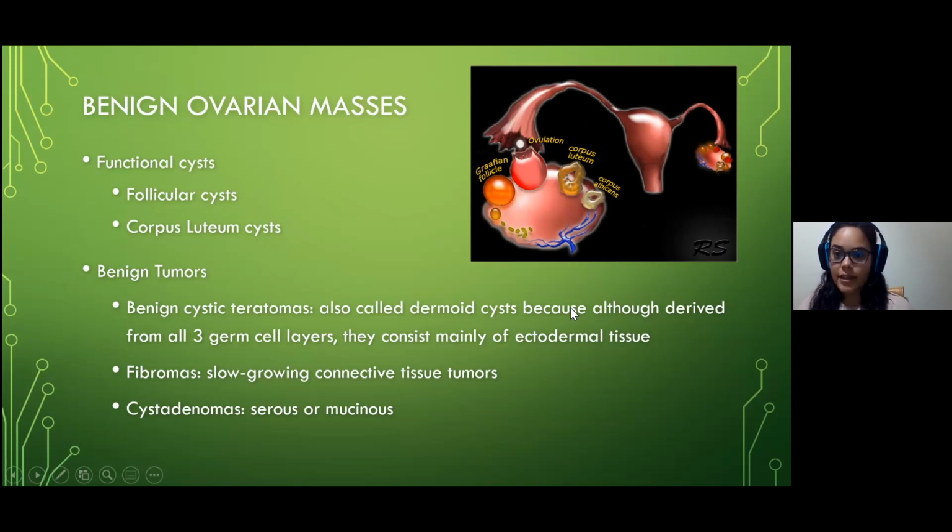Benign tumors like benign cystic teratomas are also called dermoid cysts because although all three germ cell layers are there, they consist mainly of ectodermal tissue. Fibromas are another common finding in women, a slow-growing connective tissue tumor. Cystadenomas can be composed of serous or mucinous components, and they are fairly benign. They can be taken out if they get really big and cause symptoms, or you can just wait and watch them.